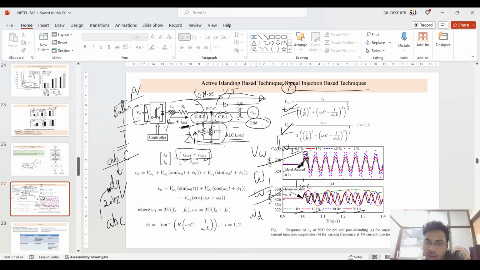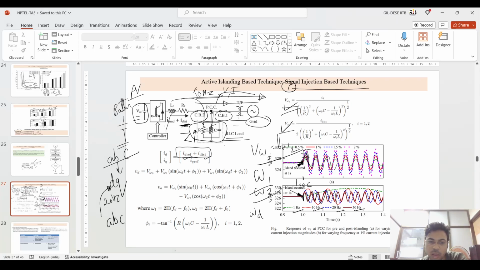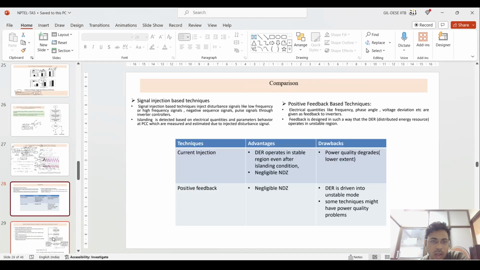Initially it was 1 Hz, then 10 Hz, 20 Hz, 30 Hz. You can see there is a change in the signal based upon the frequency, before and after the islanding situation. By observing this figure, you can say that this is an islanding situation based upon this current injection method. If you have any doubt, you can ask me in between.